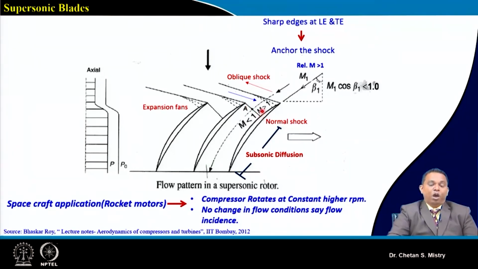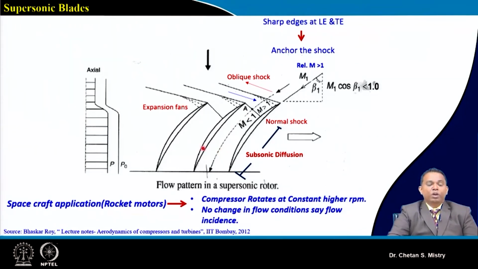And what we know, upstream of my normal shock, my flow will be supersonic, and downstream of my normal shock, the flow will be subsonic. And here in this case, we can say the whole flow happening within the blade passage is nothing but subsonic flow. And this passage shape is like a diffuser. We will be having subsonic diffusion happening here.